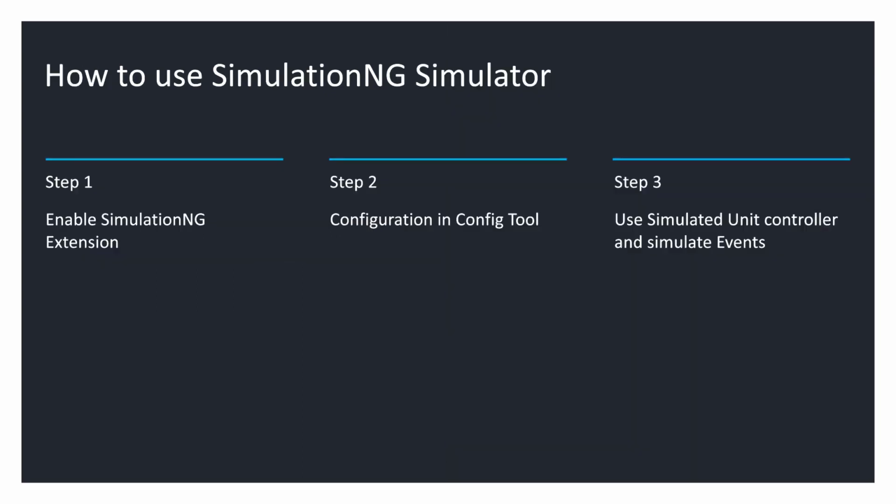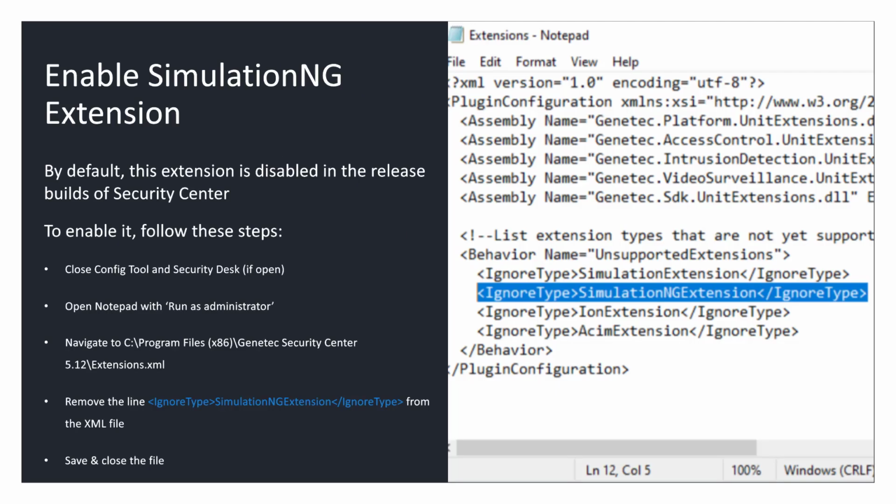This video is divided into three parts: enabling SimulationNG extension, configuration in config tool, use simulated unit controller, and simulate events. Let's begin with step 1, enabling SimulationNG extension.